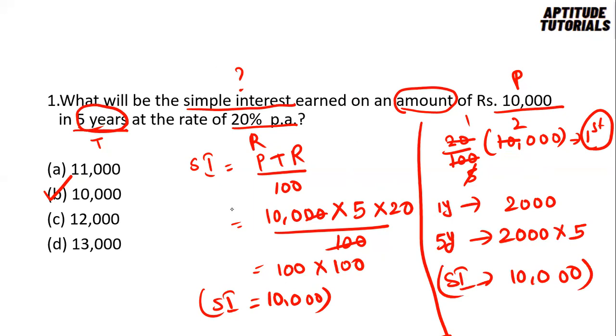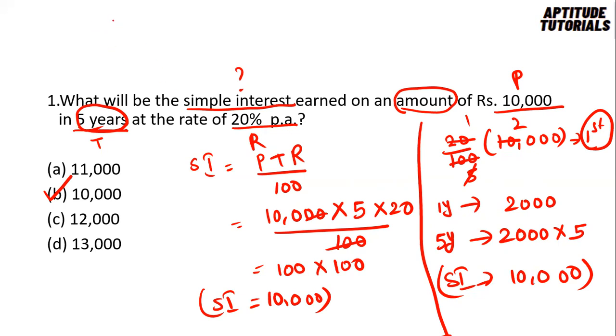And why we prefer this formula method than percentages method in simple interest means, if the time period is given in months or weeks or days, it will be a little tricky if we use the percentages method. So for simple interest, let's go by the formula. Simple interest is equal to PTR by 100.